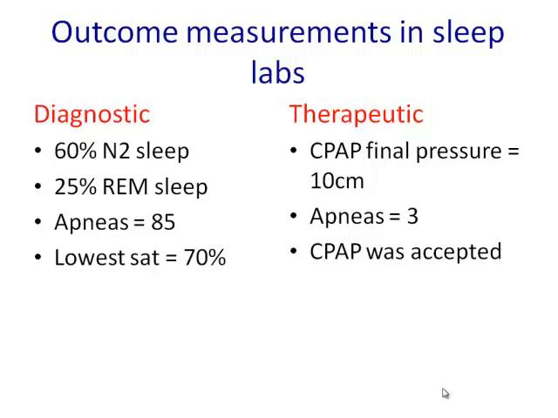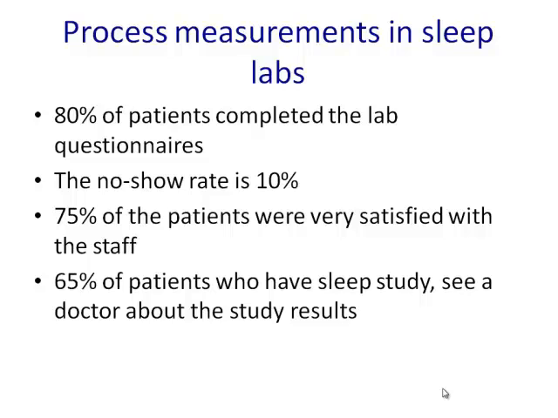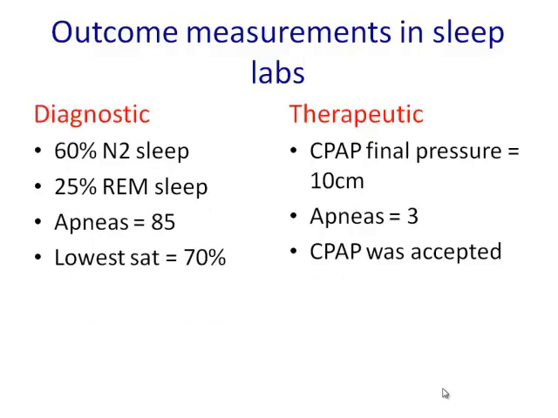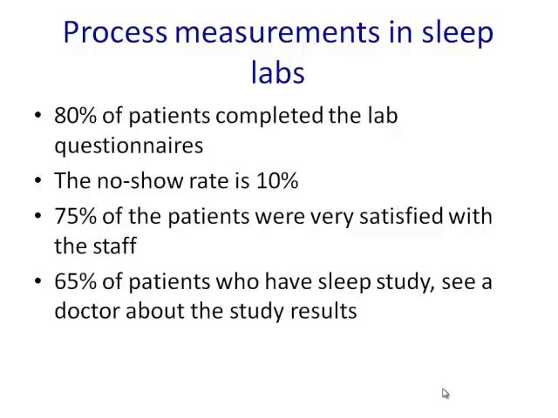So I'm really trying to start with these basic terms that people sort of throw around all the time: outcome measure, process measure, measurement of this, measurement of that, and sort of break them down into what we're really talking about. So we talked about outcome measurements in sleep labs. Let's talk about process measurements in sleep labs. 80% of patients completed the laboratory questionnaires. That's a process measure. The no-show rate is 10%. 75% of the patients were very satisfied with the staff. These are all process measurements.